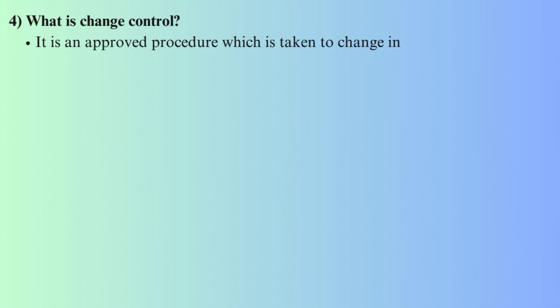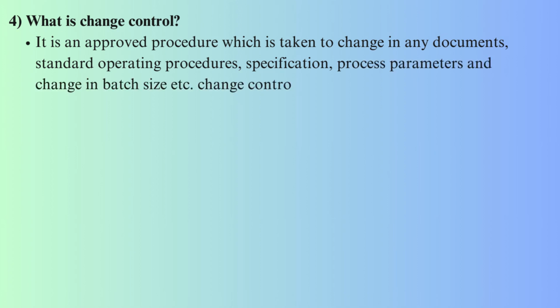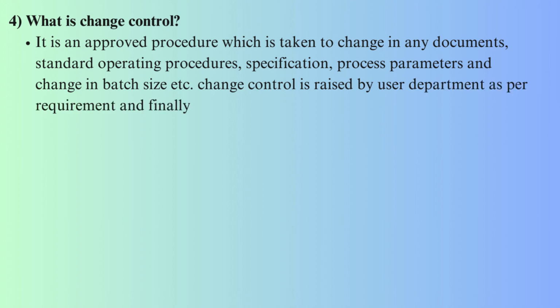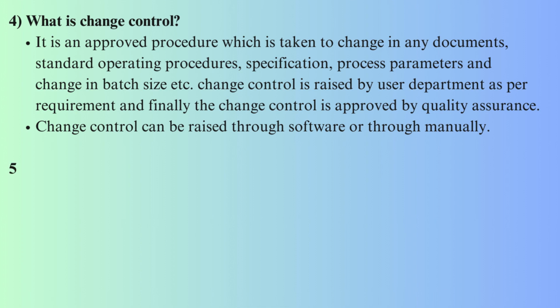What is change control? It is an approved procedure which is taken to make a change in any documents, standard operating procedures, specification, process parameters and change in batch size etc. Change control is raised by the user department as per requirement and finally the change control is approved by quality assurance. Change control can be raised through software or manually.